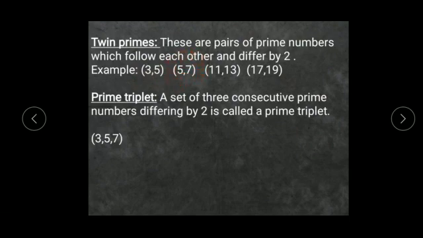Similarly for a prime triplet, a set of 3 consecutive prime numbers differing by 2 is called a prime triplet. Here you can see the example 3, 5 and 7. 3 and 5, the difference is 2. 5 and 7, the difference is 2.